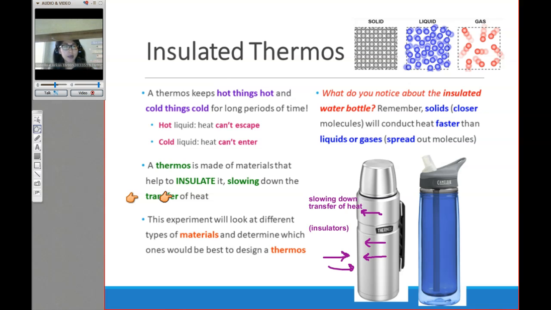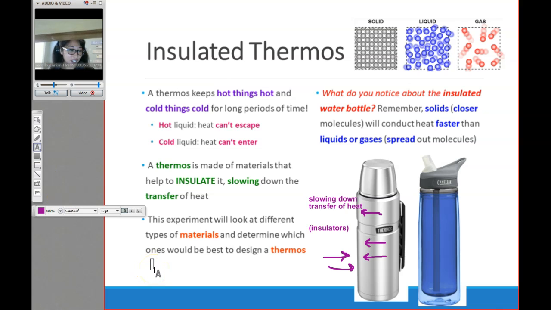Now, what I want you to think about, tell me in the chat box. Okay. What do you think is going to be better for a thermos? Something where the ice melts really fast on top of it, or something that takes a long time for the ice to melt? Tell me in the chat box, what would be better for a thermos, an insulated thermos? Because we're going to be melting ice cubes on top of materials. So which one's better? Takes a short time to melt or a long time?